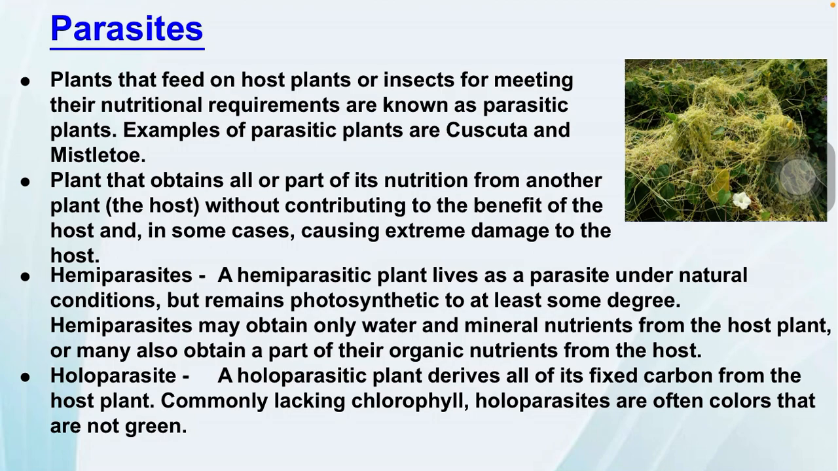Hemiparasites. A hemiparasitic plant lives as a parasite under natural conditions but remains photosynthetic to at least some degree. Hemiparasites may obtain only water and mineral nutrients from the host plant, or many also obtain a part of their organic nutrients from the host. Holoparasite. A holoparasitic plant derives all of its fixed carbon from the host plant. Commonly lacking chlorophyll, holoparasites are often colors that are not green.